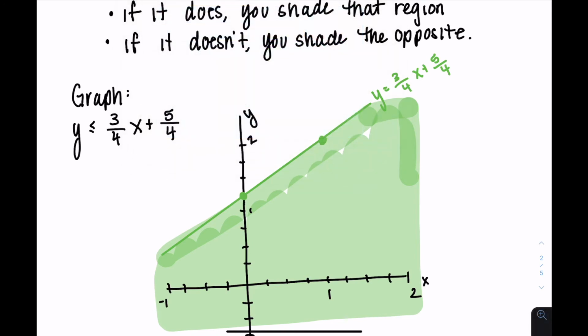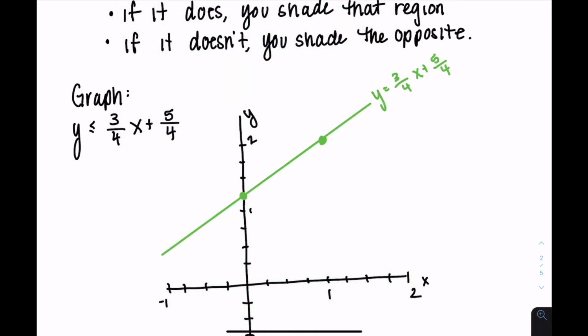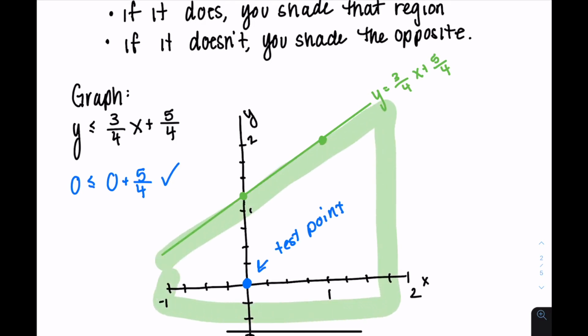Now, if you don't like going through that, instead you could pick a test point. So let's pick 0, 0. If I plug this into the inequality, we're going to get 0 is less than or equal to 0 plus 5 over 4. So this is basically our test point. Since it worked, that tells me anything within this region would work. So again, I can shade everything underneath the line. If it didn't work, that would tell me to shade the opposite region, and I would shade above.